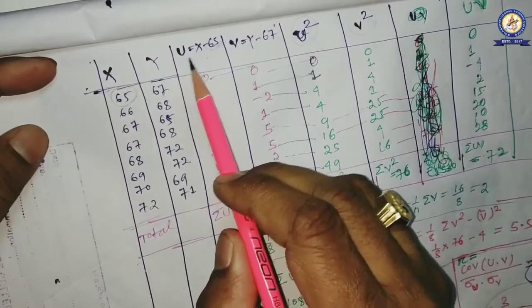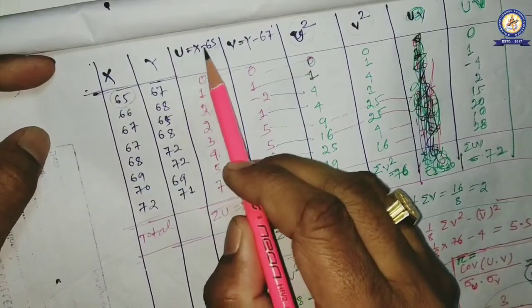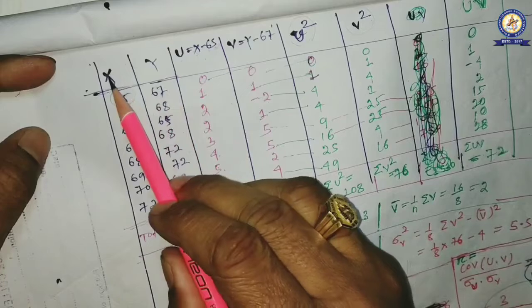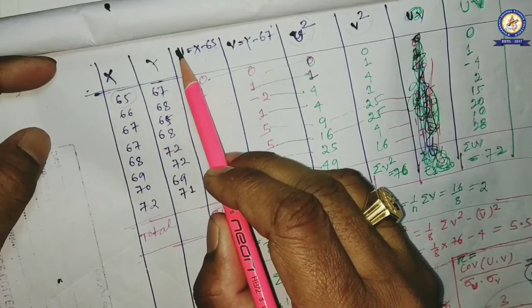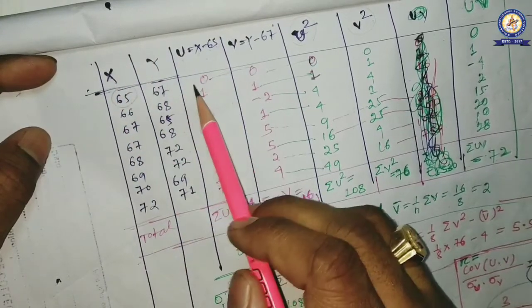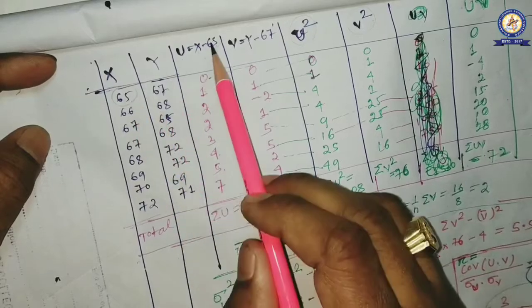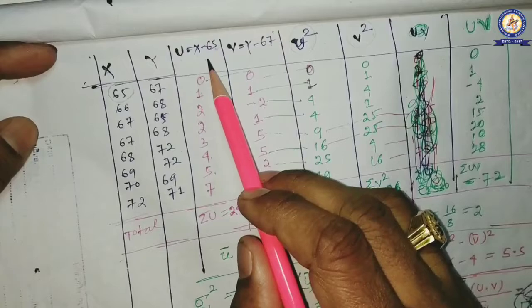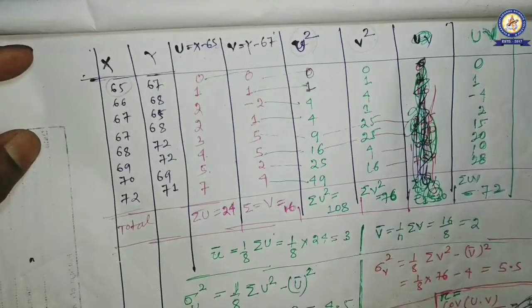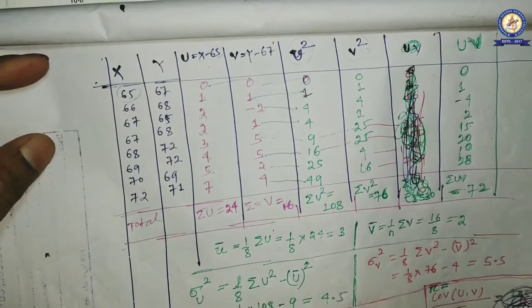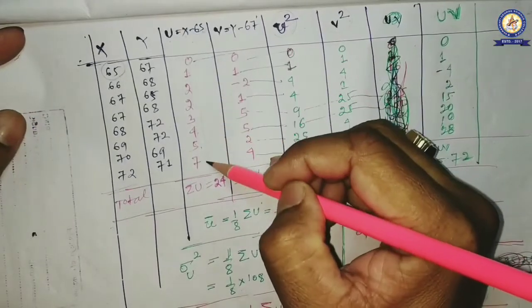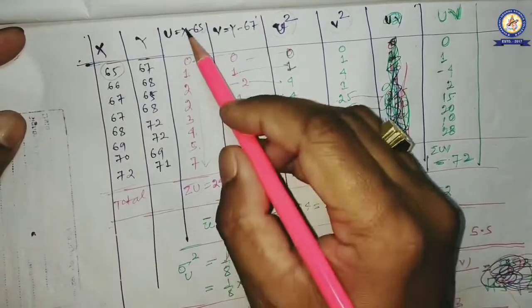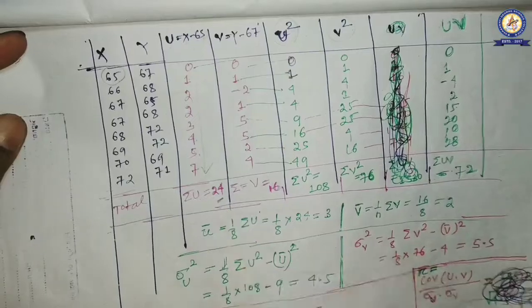Here you can see, u equal to x minus 65 I have considered. That means x has been transformed to another random variable u as x minus 65. What we can get? 65 minus 65 is 0, 66 minus 65 is 1, 67 minus 65 equals 2, and likewise we can get all the values. So sum of u, we can get 24 here.